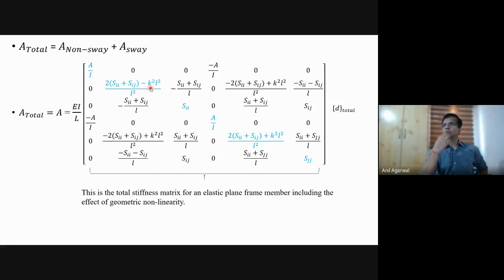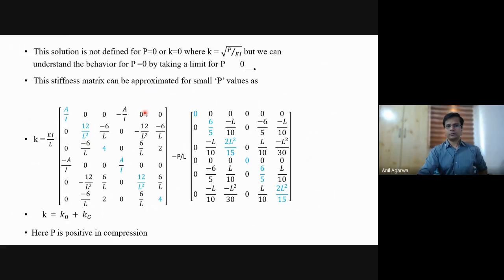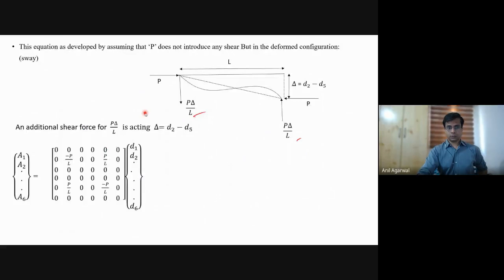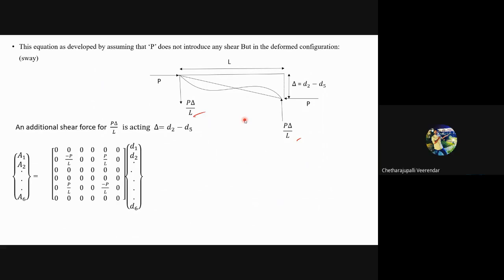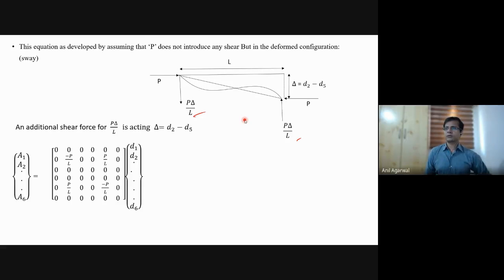If you don't have the sway effect, it will automatically take care of it in the D2 and D5, because D2 and D5 values will be the same. So this was the stiffness matrix that takes care of the sway effect. So if D2 and D5 are equal, that means what is the sway? What is delta? Delta will be 0. That means sway is not there, right?